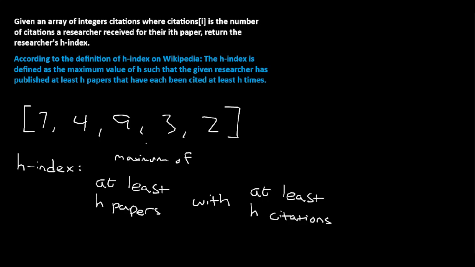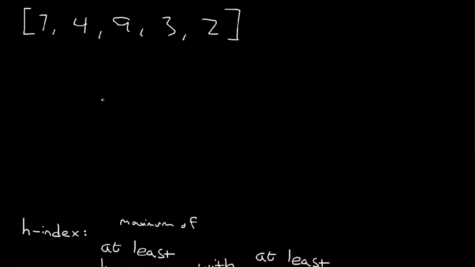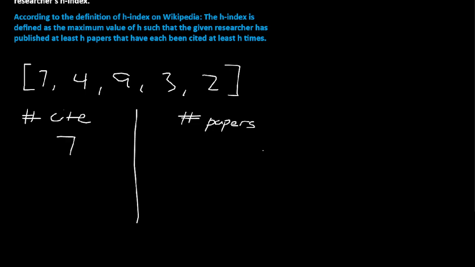Let's try 7. Let's go ahead and move this down. I'm going to create a sort of chart, which on this side is going to be the number of citations, and on this side the number of papers. So let's see, 7 citations. With 7 citations, how many papers are there? Only 1.